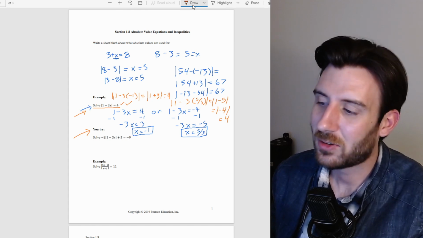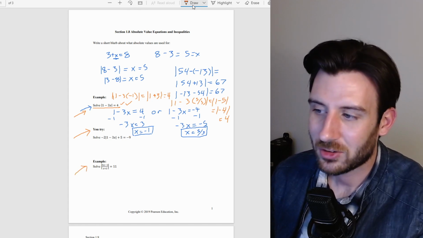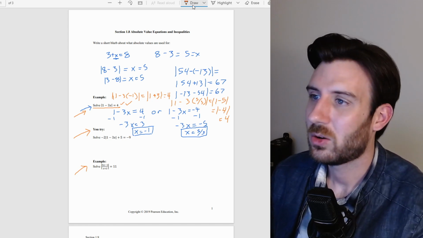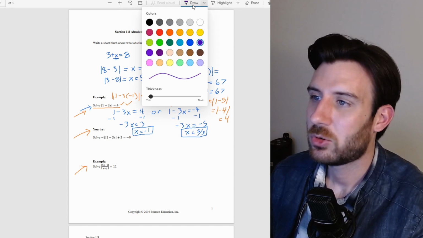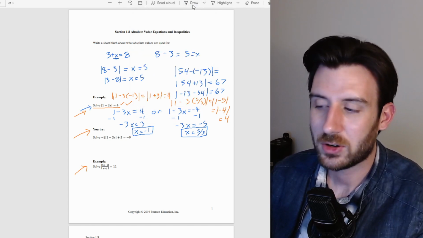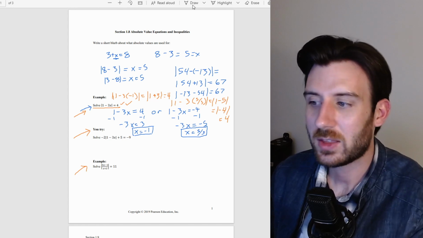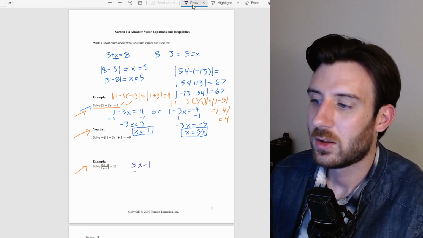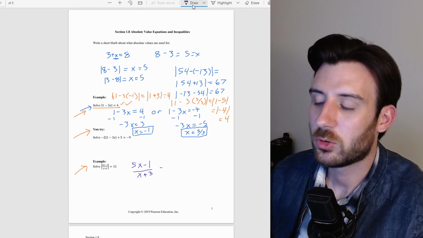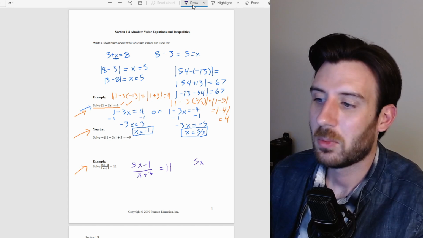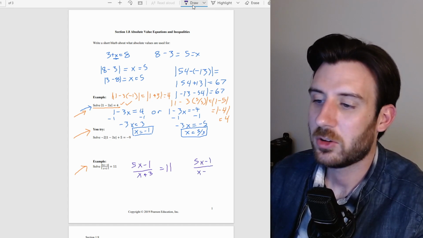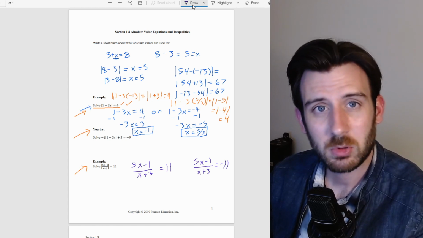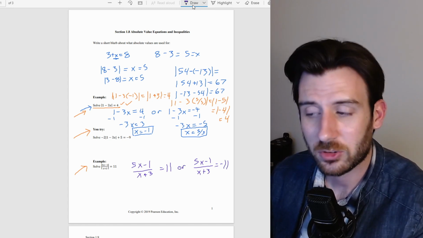So let's take a look at a little bit of a harder problem. This one has a fraction with variables in the denominator. Does that change anything? Well, what do we know? We know that the inside of the absolute value can be either positive 11 or negative 11. So we could write that as (5x minus 1) divided by (x plus 3) is equal to 11, and (5x minus 1) divided by (x plus 3) is equal to negative 11. Both of these could be true and the original statement would be true. So we have two problems we need to solve.